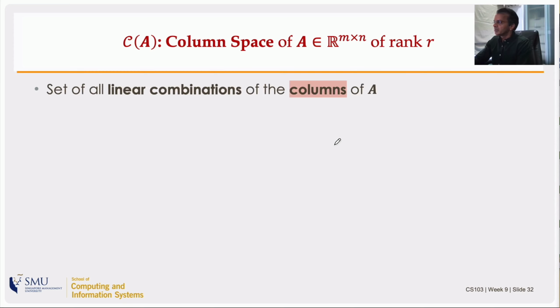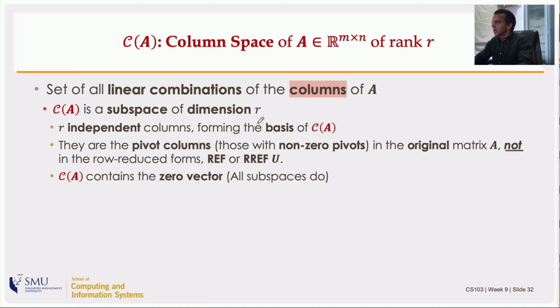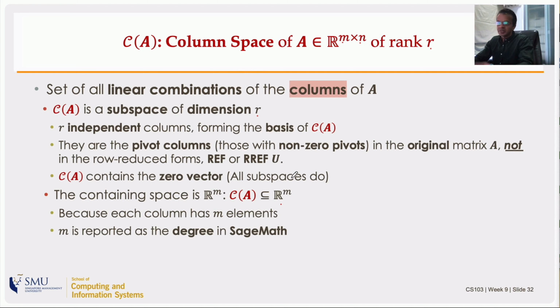Column space is the set of linear combinations of the columns of A, the span of the columns of A. It's a subspace of dimension r, where r is the rank, with m rows and n columns, and the column space lives in Rm because each vector has m components. Each column of A has m components, so it lives in Rm. That's the containing space. In order to find the basis for it, you find the pivot columns in REF, but don't take them from the REF, go back to the original matrix, and those columns will be the basis. Of course, it being a subspace, it contains the 0 vector.